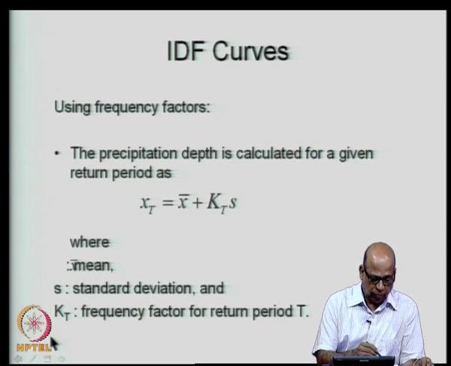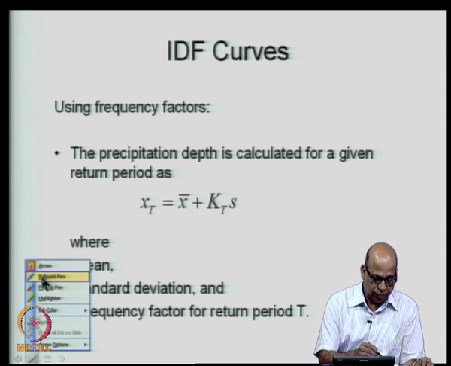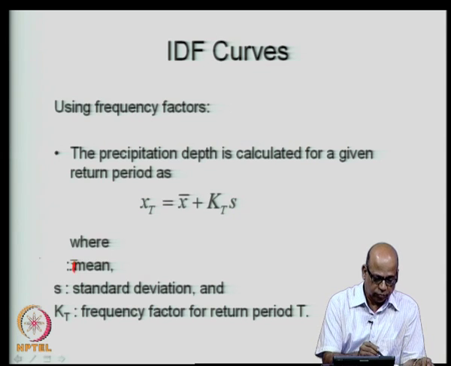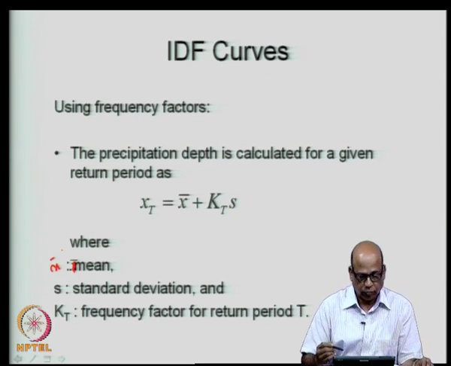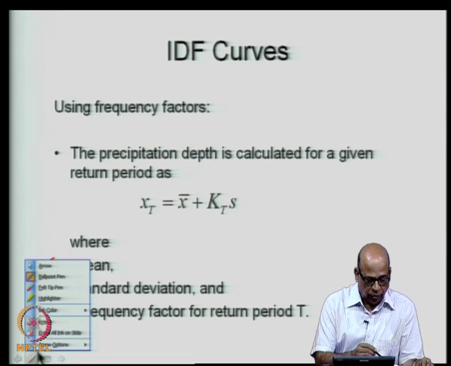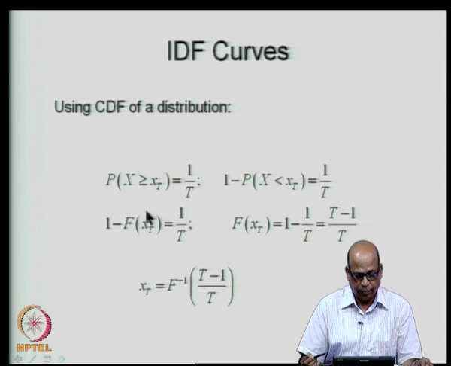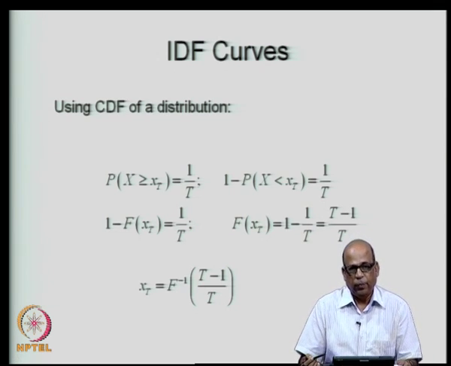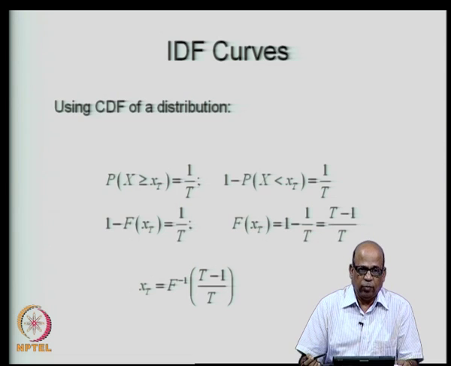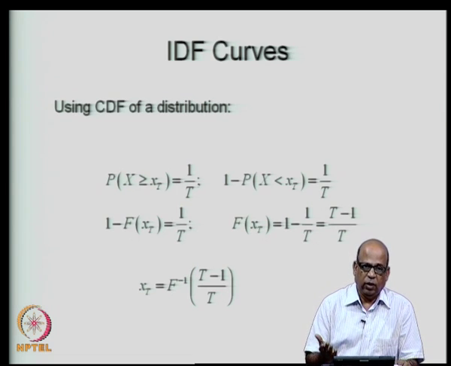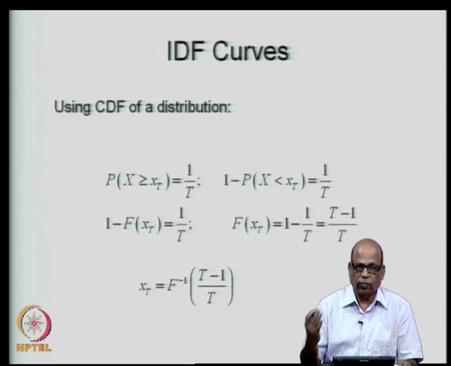This is x bar, the mean. So, from this, knowing the return period and knowing the distribution, we can calculate the rainfall depth. Let us say you are using a distribution of the type extreme value type 1 or even exponential distribution, which you can easily invert. By inverting, I mean you can express x in terms of F inverse of x.